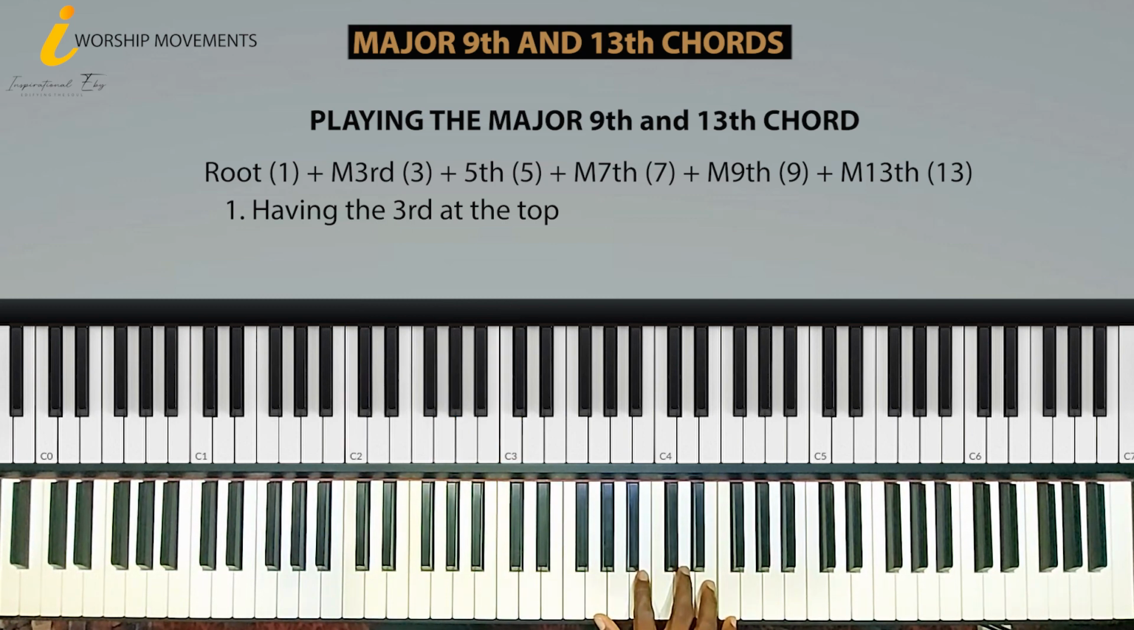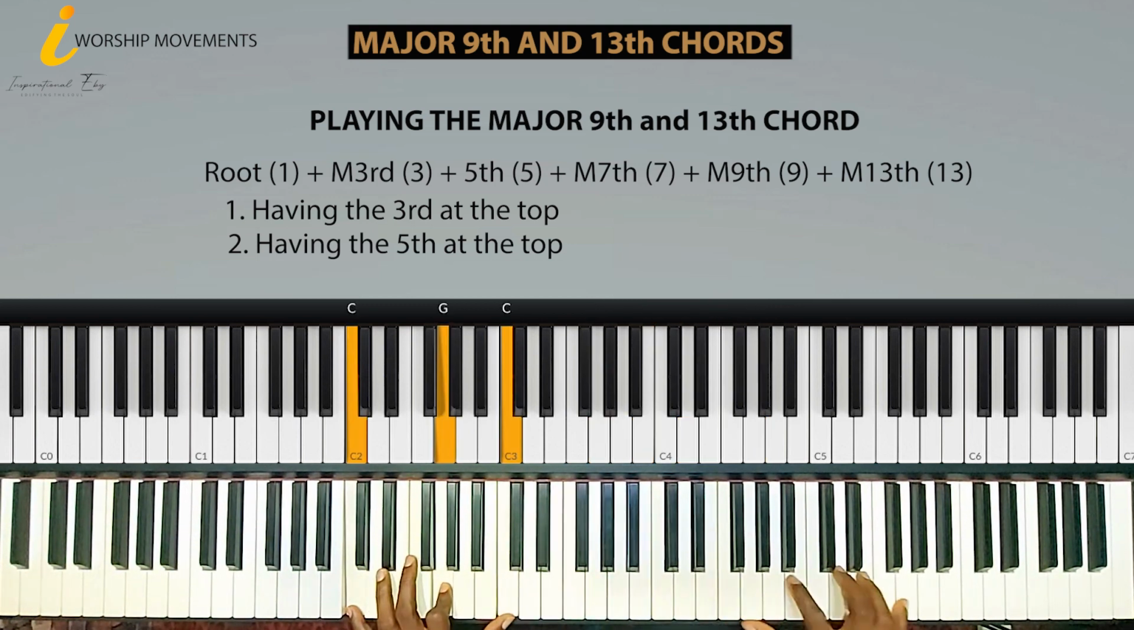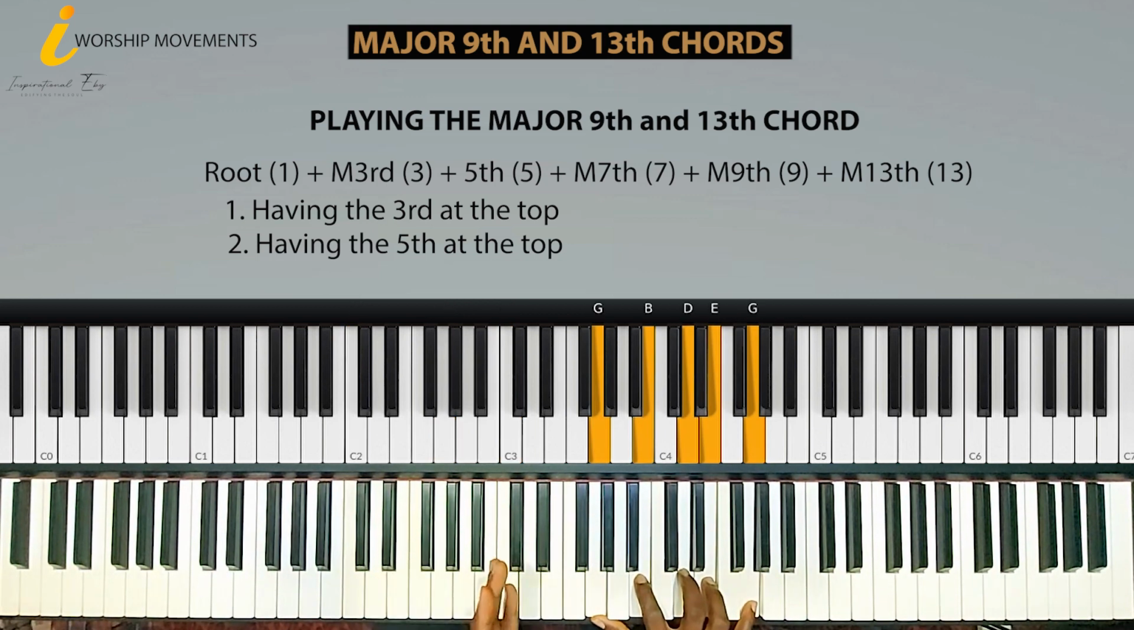Another way I play the major 9th is by adding the 5th to the top. So that is the 5th. Remember, that is the C major 9. That is the perfect 5th. So I want to add it to the top. So all I do is just play that pinky there. See? So it now stretches the chord. So it's like an octave with the 5th at the top.